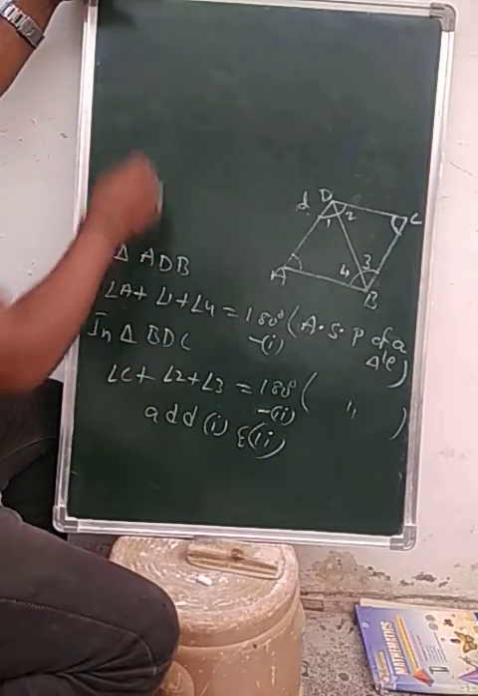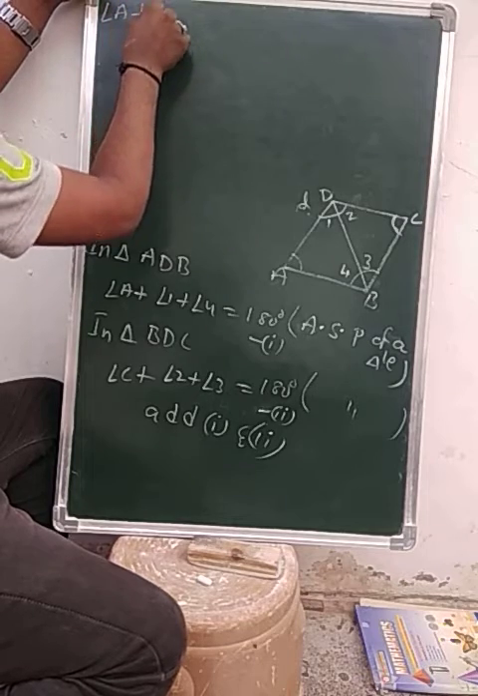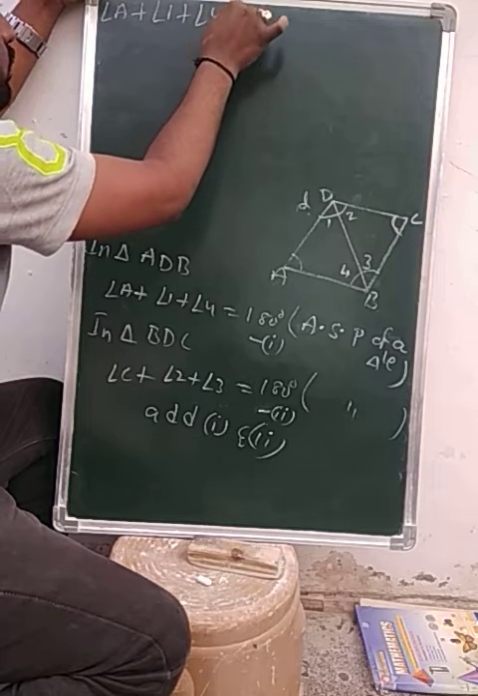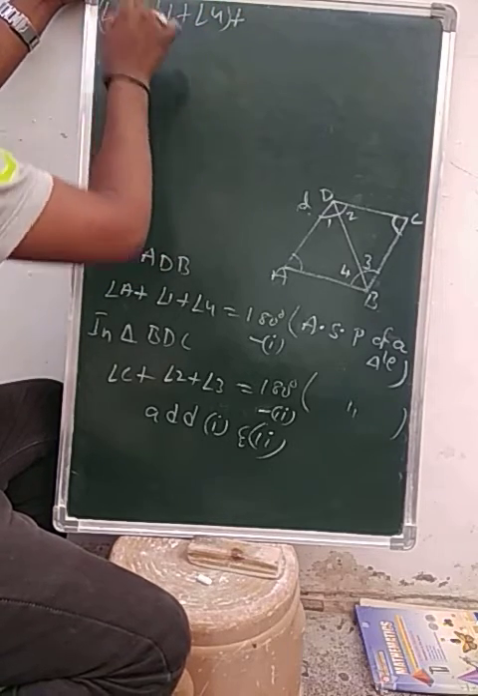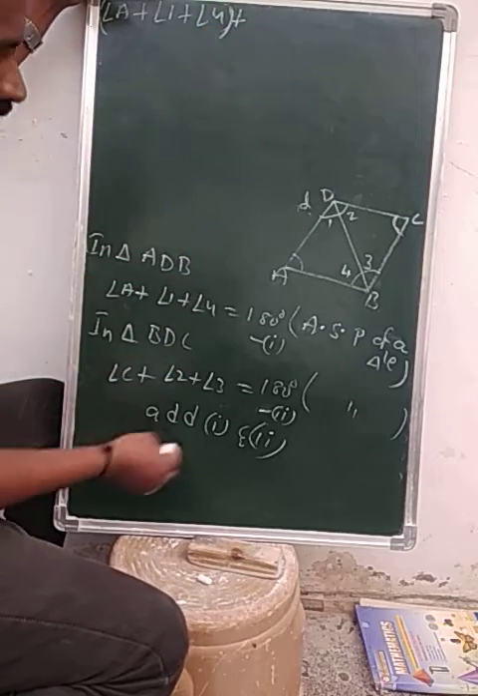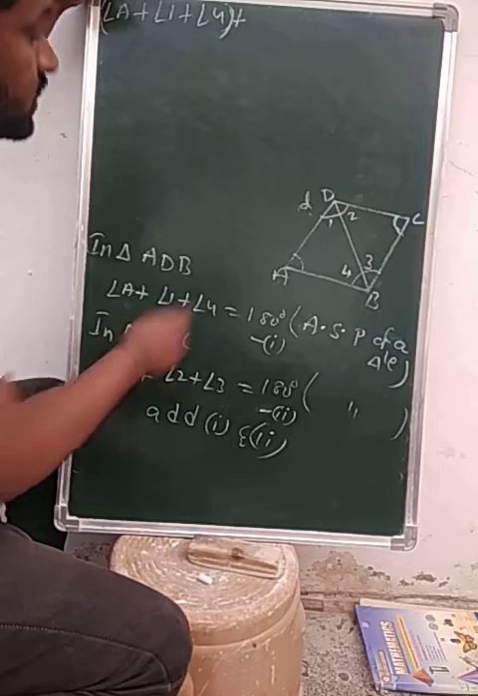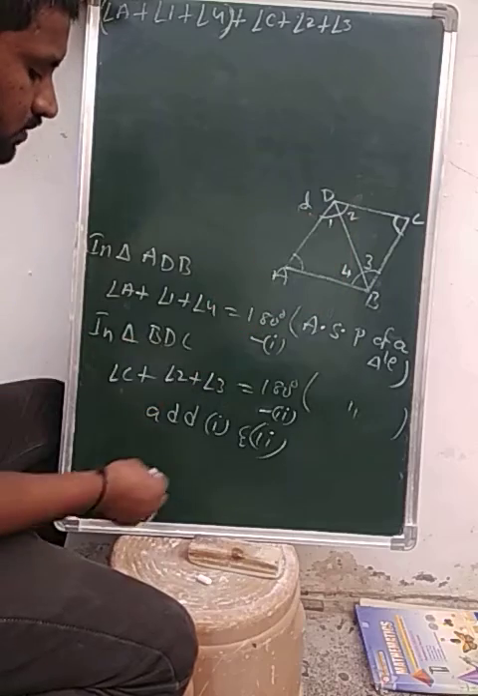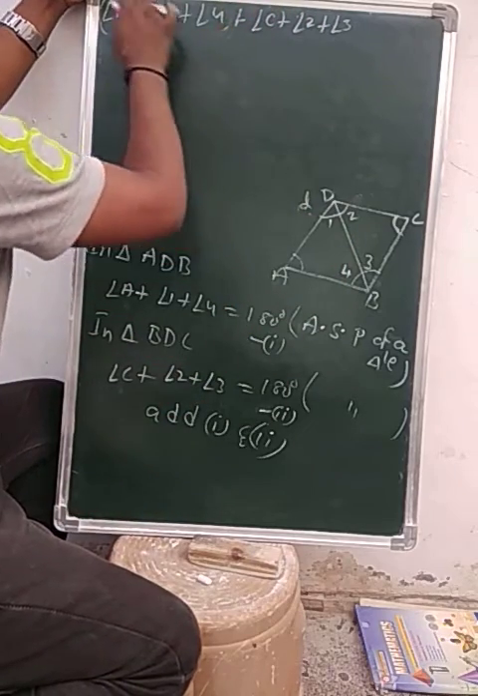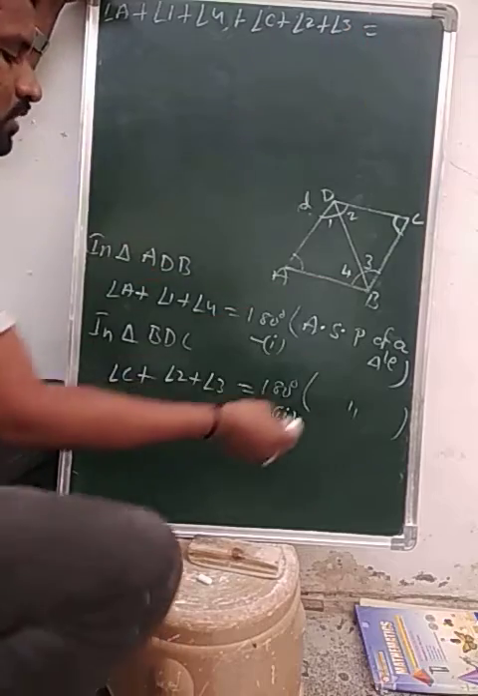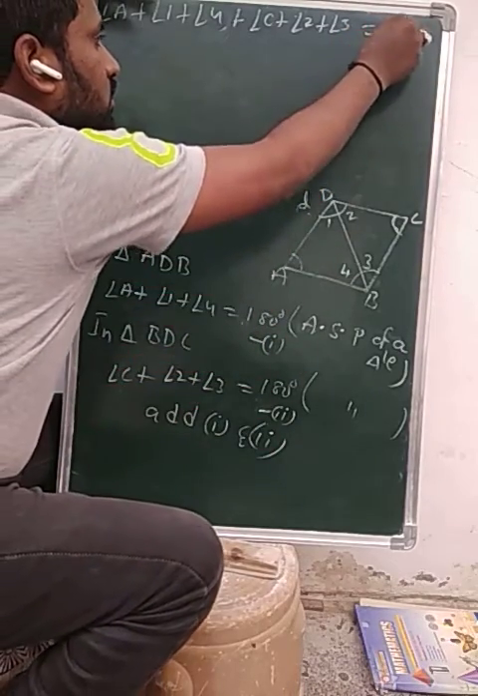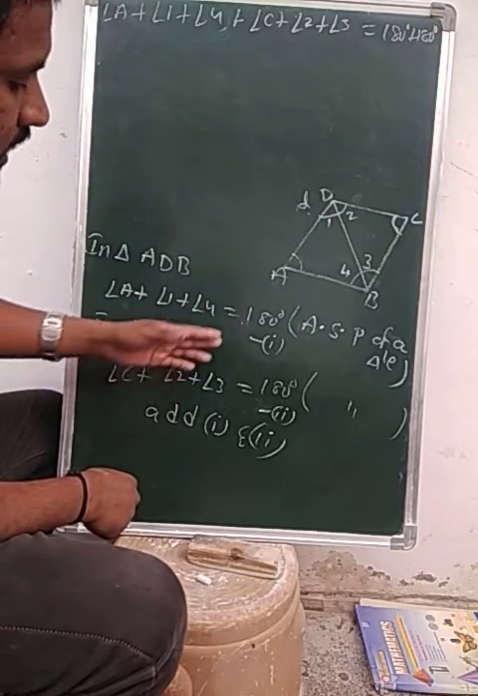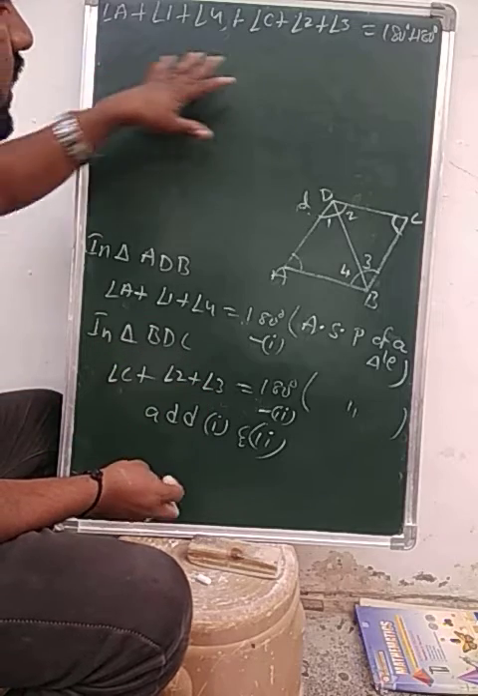Now see what is happening. LHS side, what is the LHS part? Angle A plus angle 1 plus angle 4, plus the second equation's LHS part, angle C plus angle 2 plus angle 3, is equal to, the RHS part is 180 degrees plus 180 degrees. Okay? So I just added equation 1 and equation 2, LHS part and RHS part.